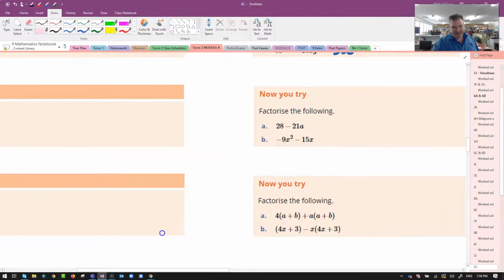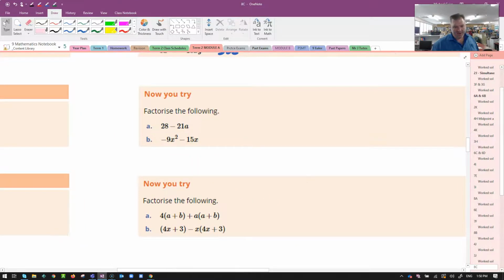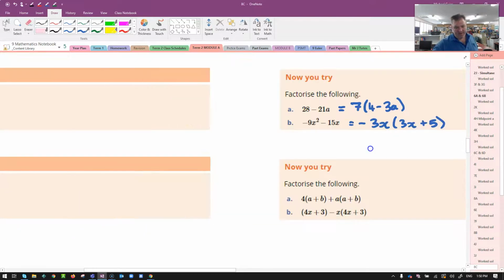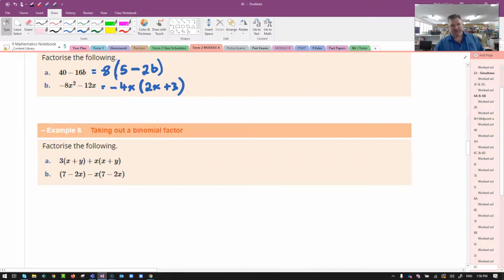As always, a couple for you to try. Have a go at those now, and then check back and see how you went. And there you have your answers there. Again, nicely factorized. 7 multiplied by 4 minus 3a, and then negative 3x multiplied by 3x plus 5. Only a couple more examples. I'm thinking you guys are going to be pretty good at this.